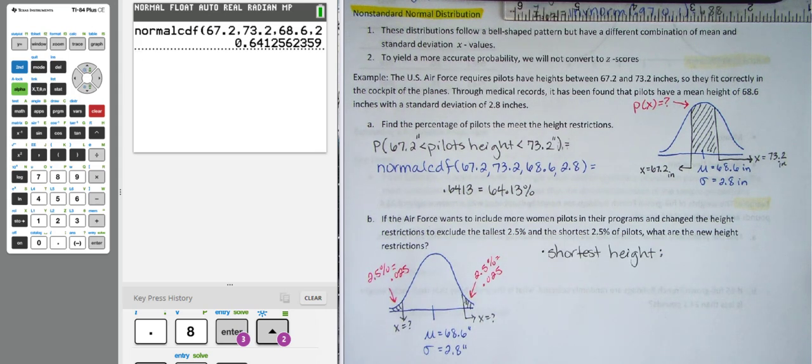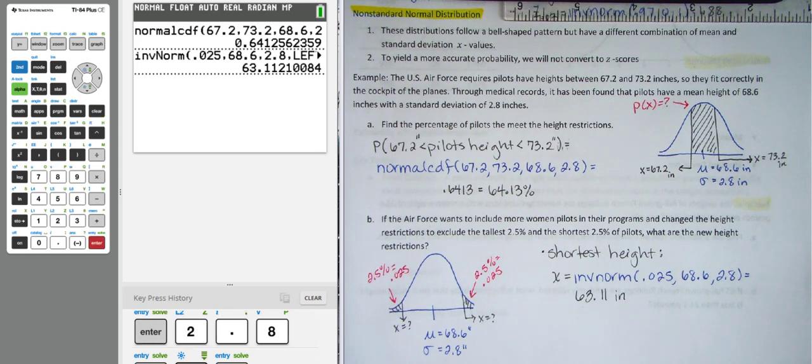Since we're dealing with a height restriction, the new shortest height is going to be an x value using inverse norm. Again, our area to the left of this value is 0.025, taking 2.5% and moving the decimal 2 places to the left, with our mean and standard deviation. Our new shortest height is going to be 63.11 inches.